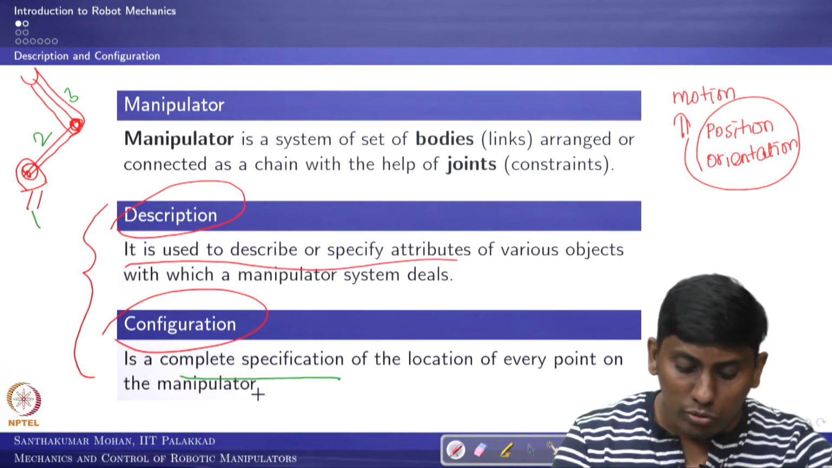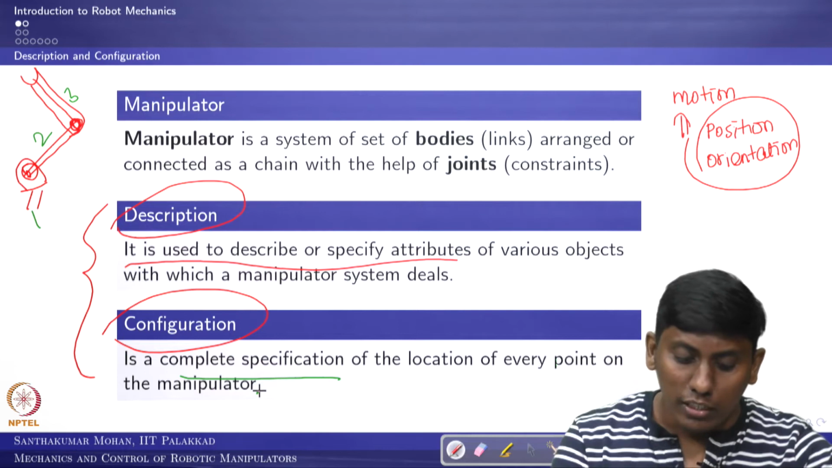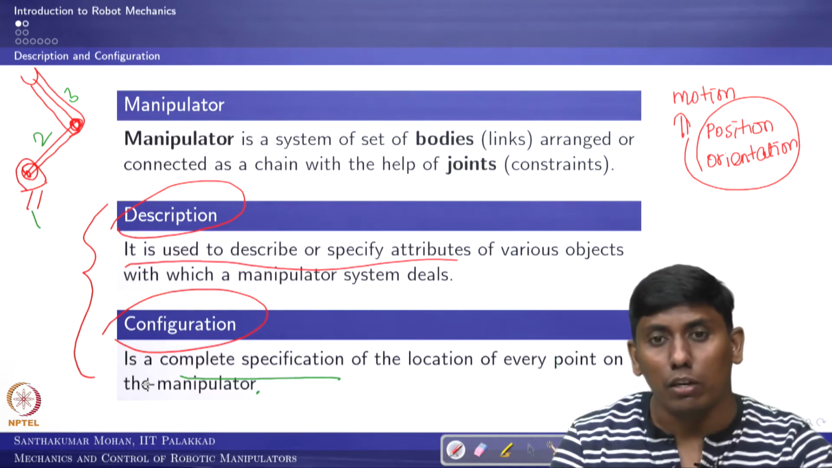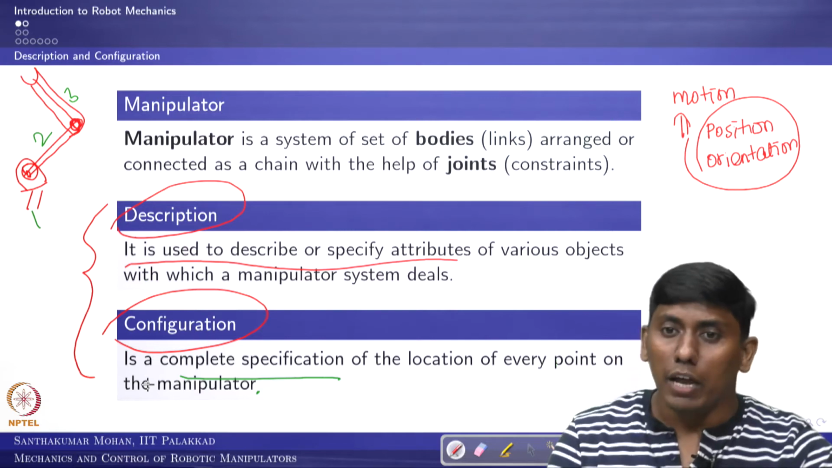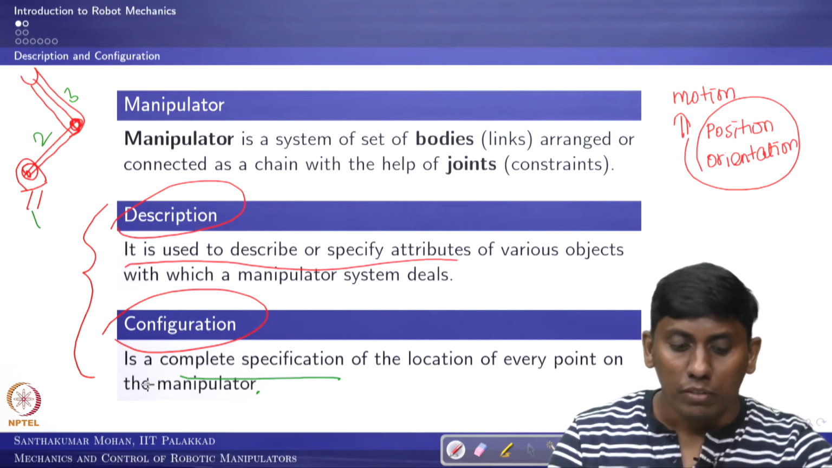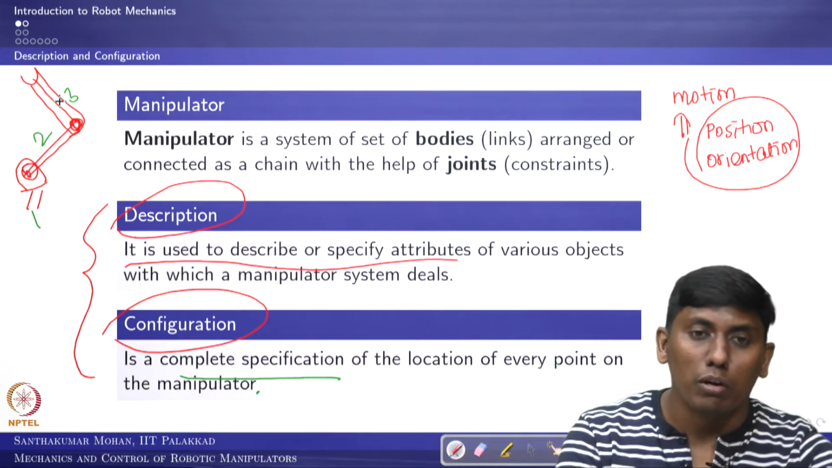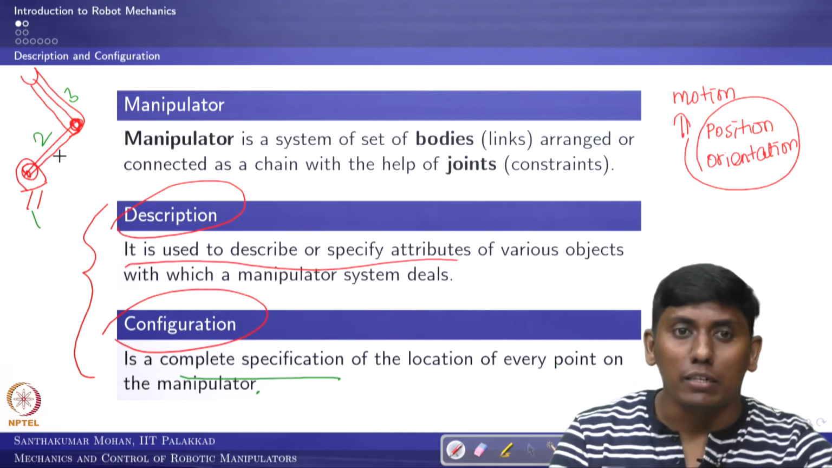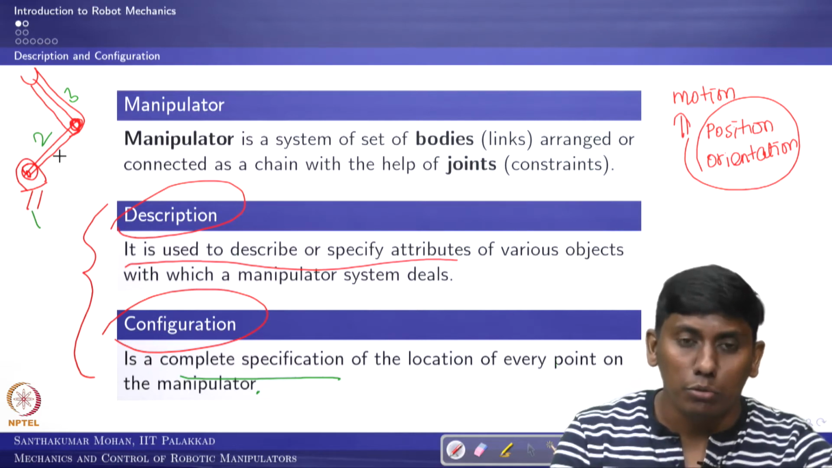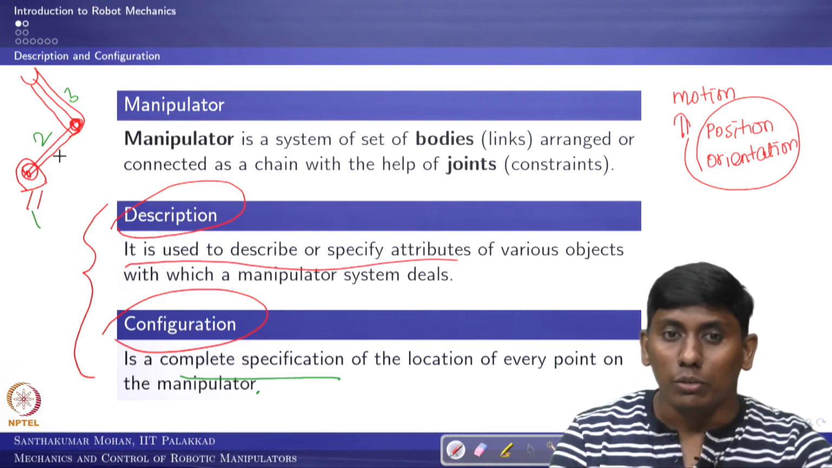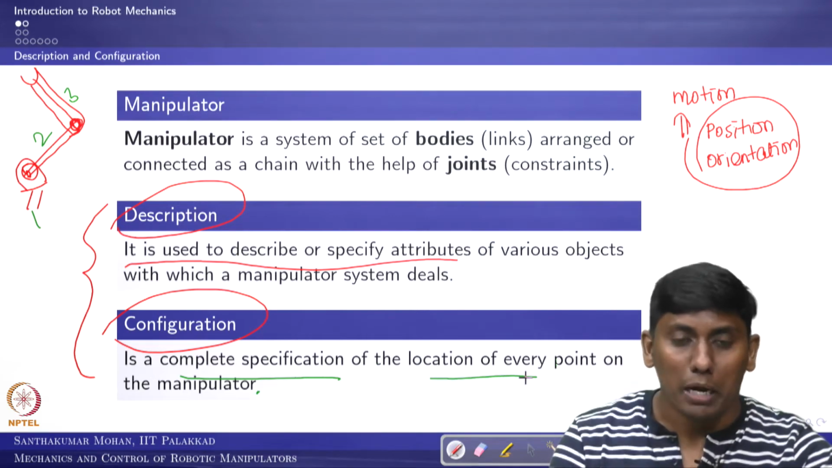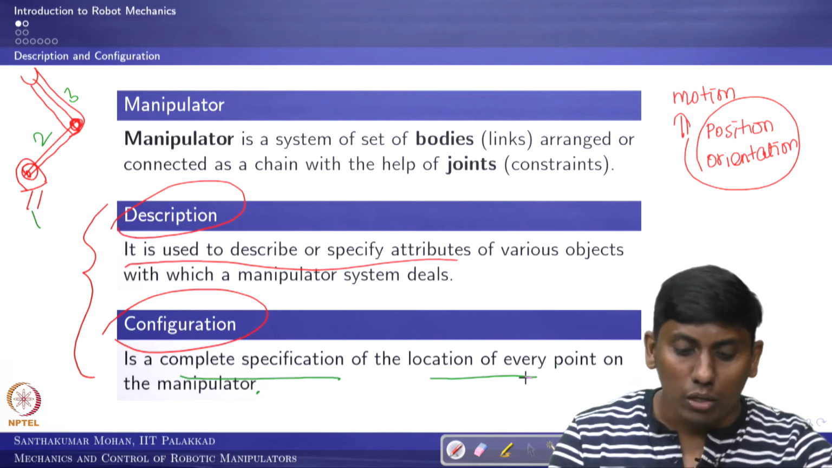Here it is a manipulator. So if you call it a configuration, that would be the complete specification of the location of every point on the manipulator. For example, if I take this configuration, which I call two serial rotary links, then this can give all possible points of the manipulator, in the sense the location of every point on the manipulator. That is what we call configuration.